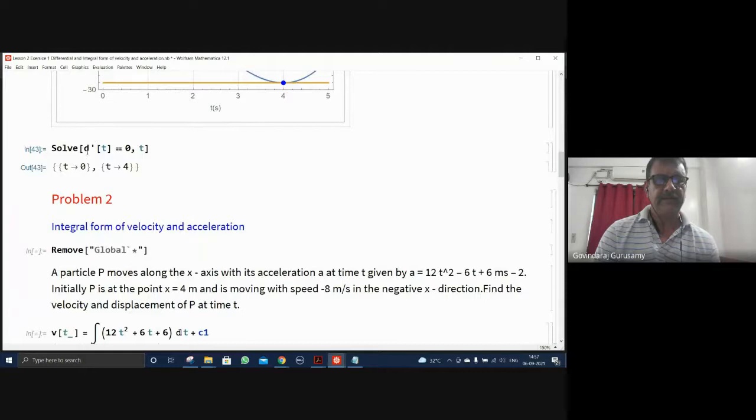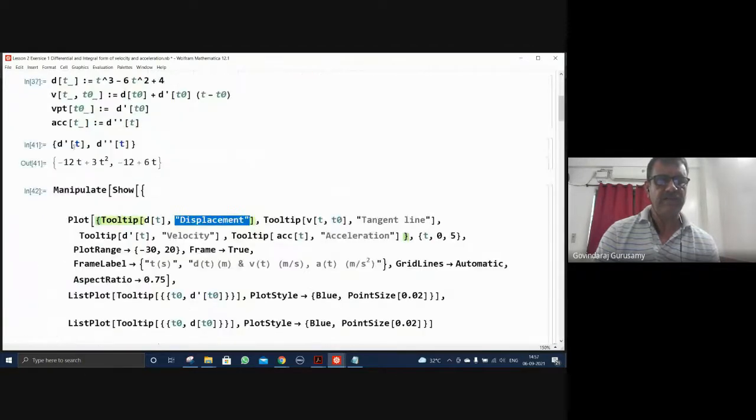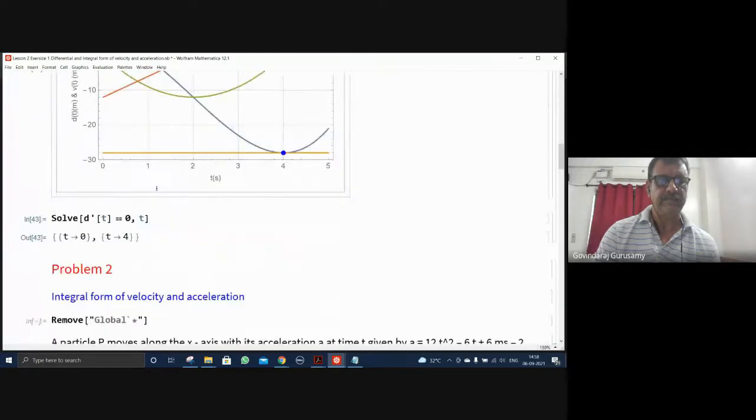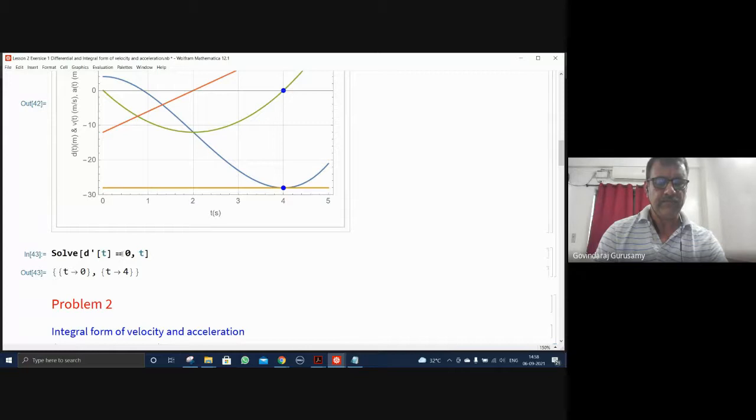We have a d prime already, which is available as a function here. You can see minus 12 t plus 3 t square is the d prime. I set it equal to 0 and find the values at which it goes to 0. So when t equals 0 and t equals 4, it goes to 0.